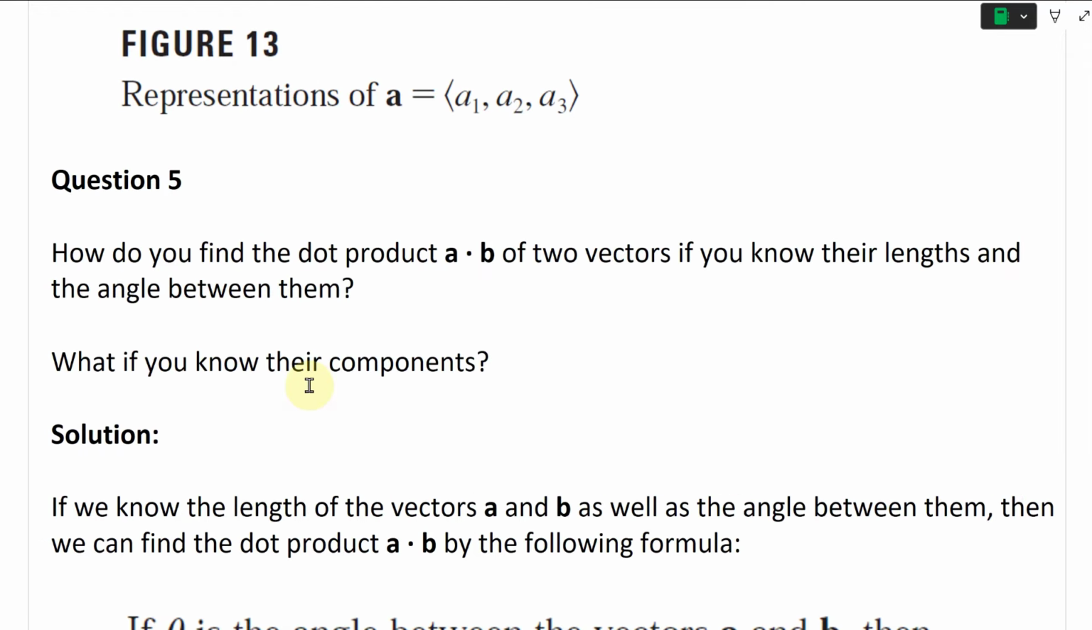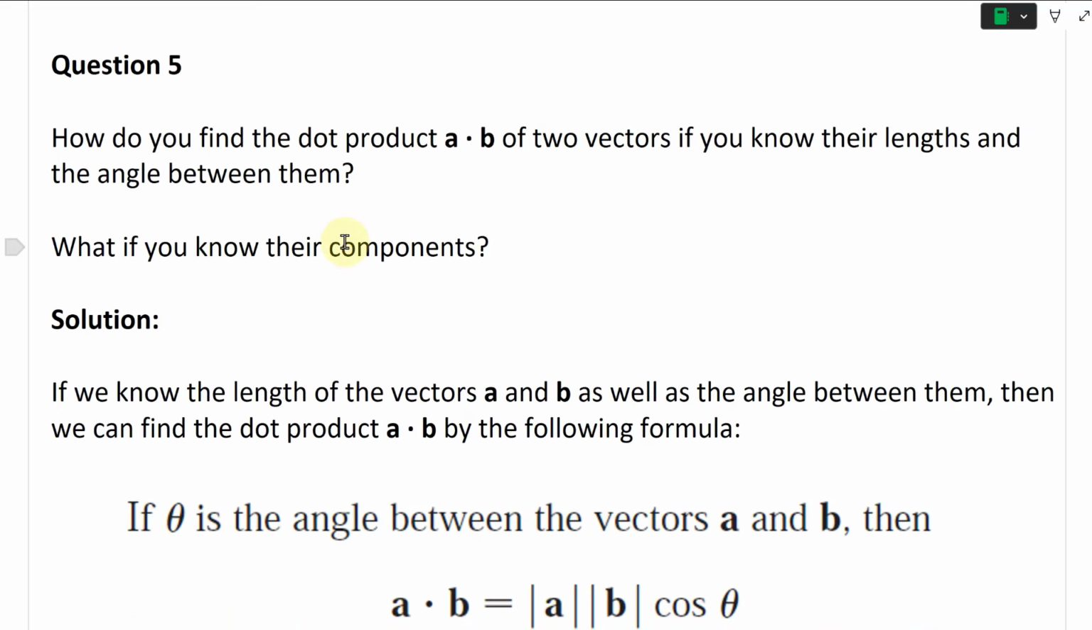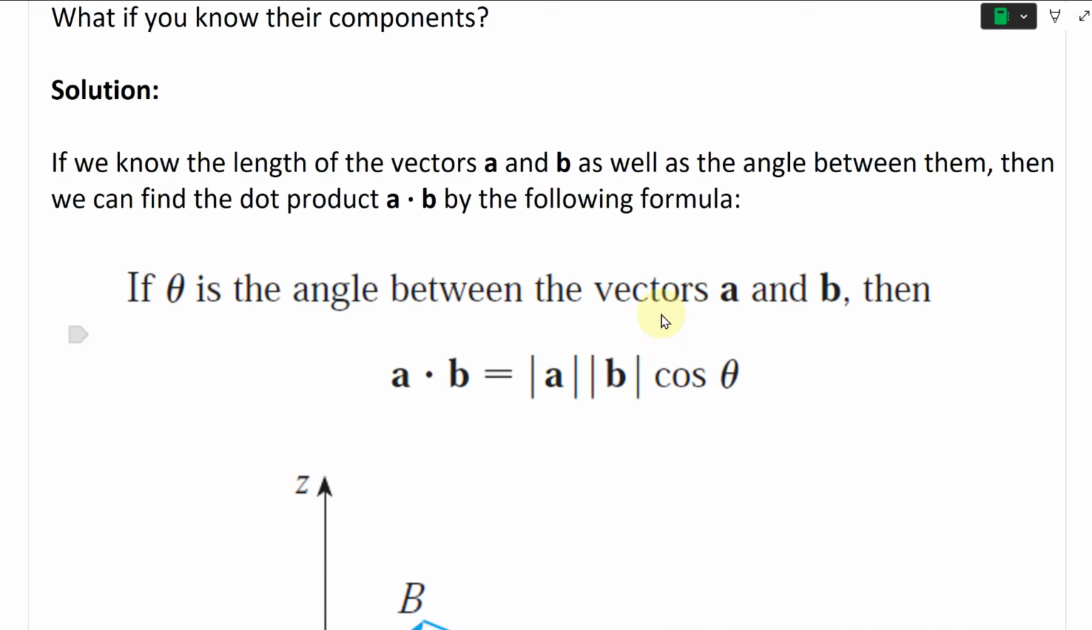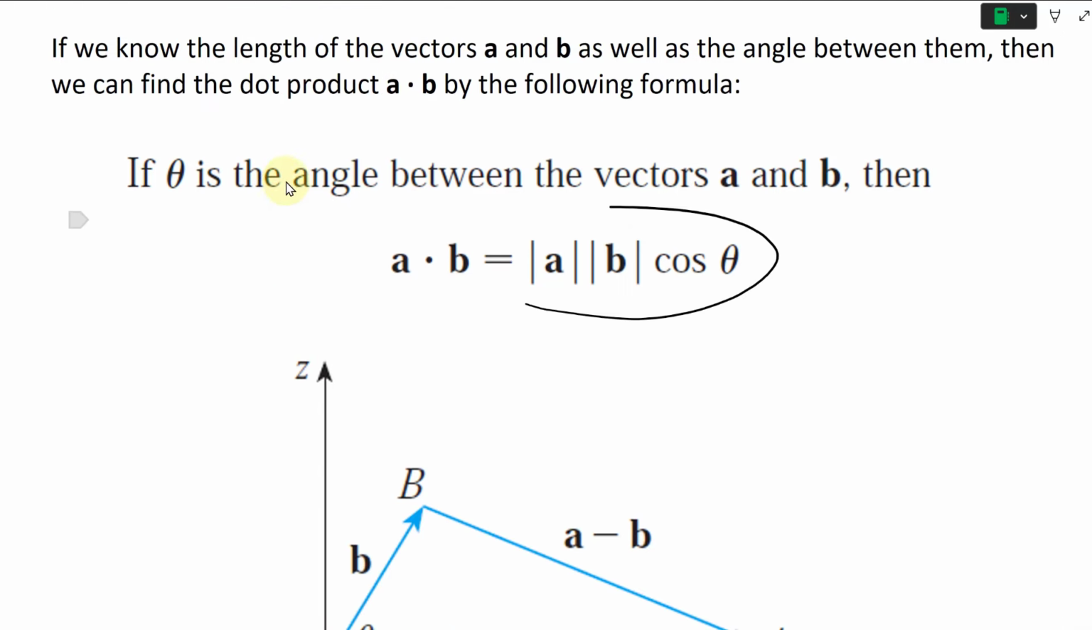All right. So question 5: how do you find the dot product A dot B of 2 vectors if you know their lengths and the angle between them? What if you know their components? Again, these are just basically applying the equations that we covered in my earlier videos. If you know the lengths of the vectors A and B as well as the angle between them, then we can find the dot product by the following formula. If theta is the angle between the vectors A and B, then A dot B is equal to the length of the vector A, times the length of the vector B, times cosine theta, and you get a scalar right here.